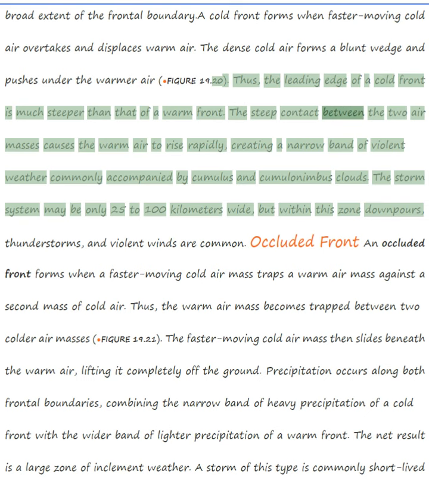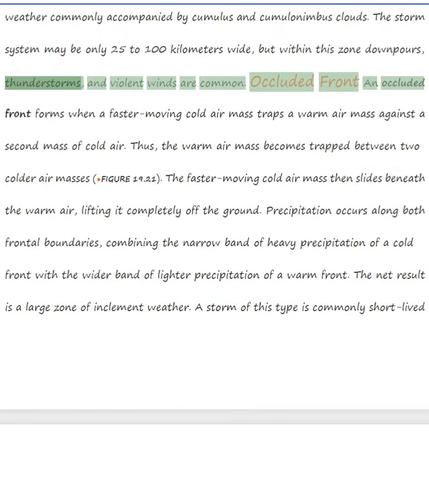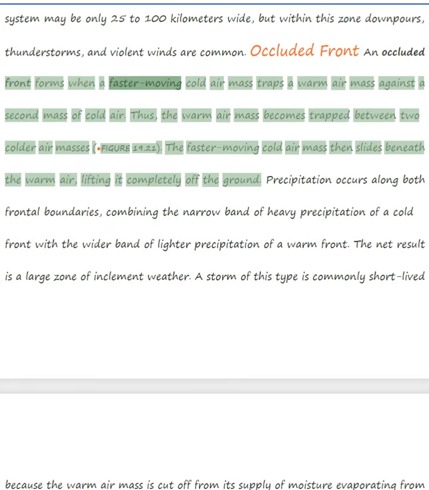The steep contact between the two air masses causes the warm air to rise rapidly, creating a narrow band of violent weather commonly accompanied by cumulus and cumulonimbus clouds. The storm system may be only 25 to 100 kilometers wide, but within this zone downpours, thunderstorms, and violent winds are common.